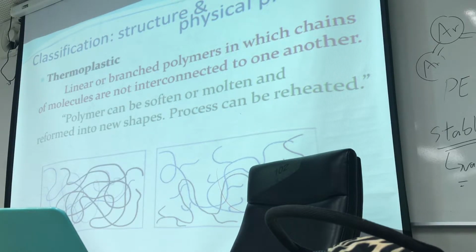Okay, sit down, please. Okay, now. Alright, so next, let's talk about the categories of polymer according to the structure and property. We divided them into thermoplastic, thermoset, and elastomer.